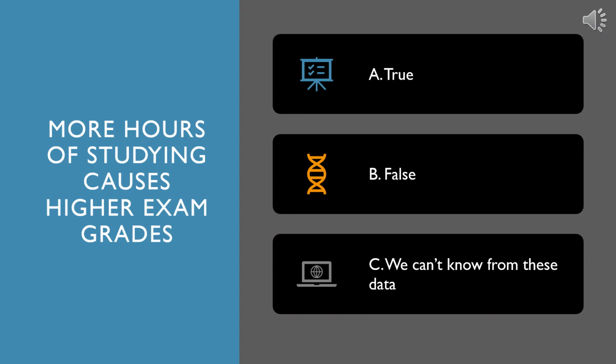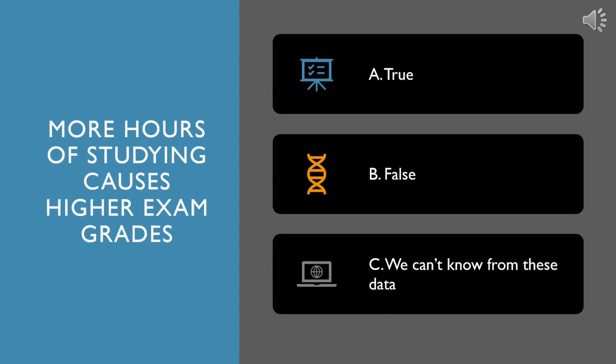Okay, here's a good question based on the data we just analyzed and the method we would have used to collect that data. Okay, so more hours of studying causes higher exam grades. Is that true? Is that false? Or can we not know from the data? The correct answer is C. We can't actually know from the data that we collected whether more hours of studying causes higher exam grades, because this is correlational research, right?